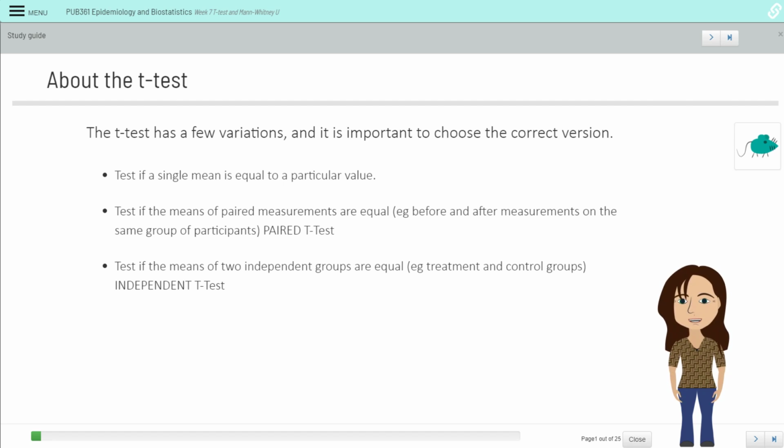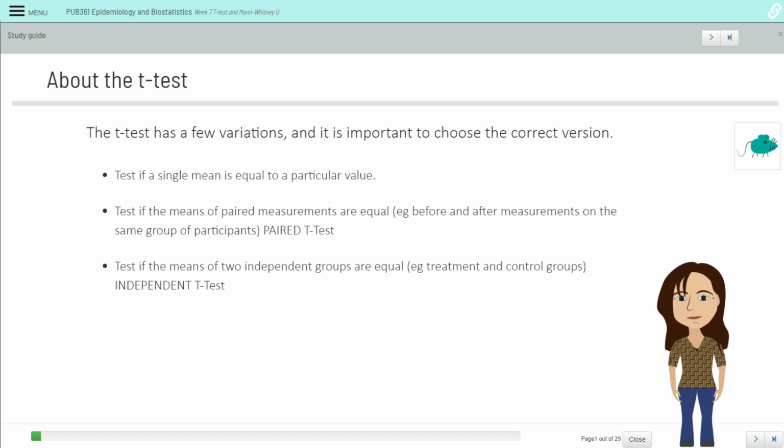More often it's used to see if paired measurements are equal, so this might be before or after measurements where they are matched or paired across a person or across some other characteristic. So that would be called a paired t-test. It can also be called a dependent t-test, and it uses matched data, but I don't think I've ever heard it called a matched t-test, although I don't see why you couldn't call it that if you wanted to.